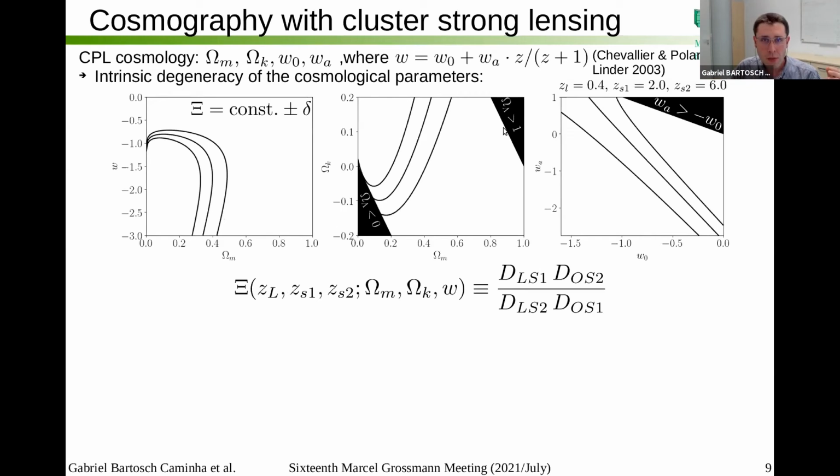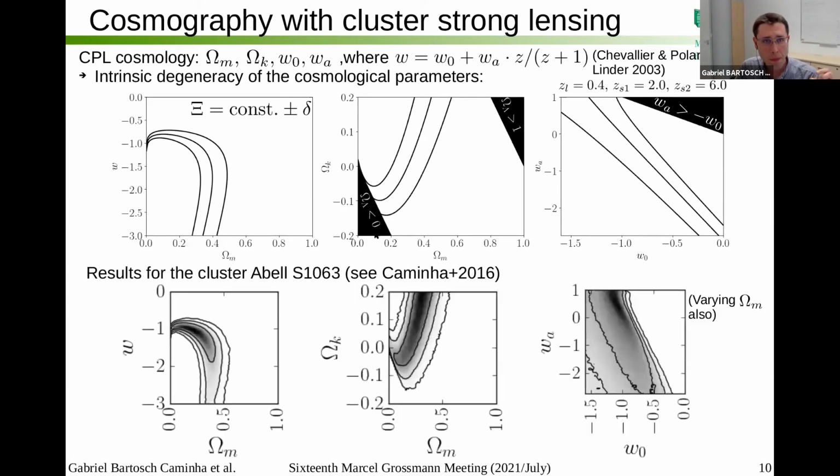Here, of course, I'm just excluding some values that are known to be unphysical for cosmology. When we go to real data, here is the result for Abell 1063. We obtain these constraints that follow very nicely the expected degeneracies of this family ratio. It's a good result because it assures us that we are going in a very good direction in our strong lens model. And just to mention that these constraints come from the strong lens modeling, and of course we are varying all the mass parameters together with the cosmology.